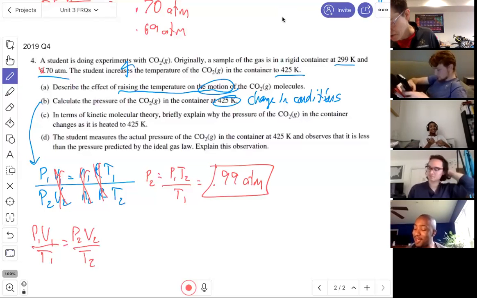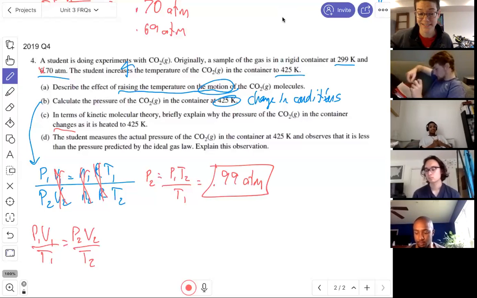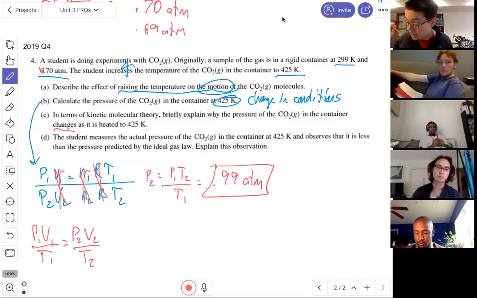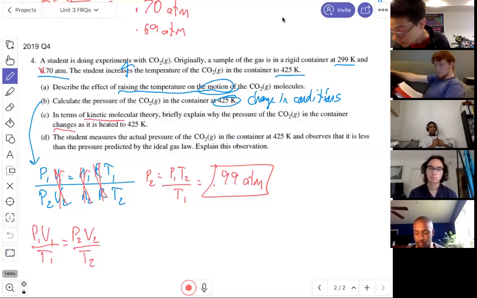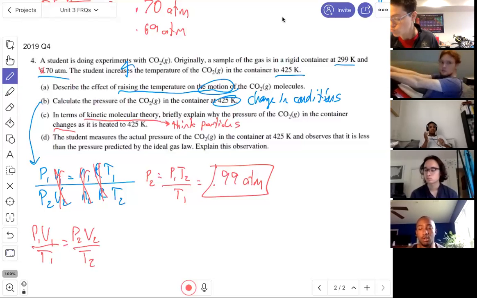Okay. C. In terms of kinetic molecular theory, briefly explain why the pressure changes as it is heated. They didn't lead you to say what the change is, but you just calculated it, and you predicted up above what the change should be. So why, on a molecular level? Kinetic molecular theory means think particles. What are the particles doing that gives you an increase in pressure? Do you need to refer to the container being rigid? Like, because they're banging into the walls? Because that's what pressure is. Yes.